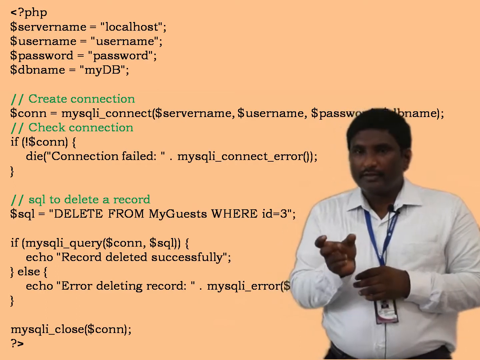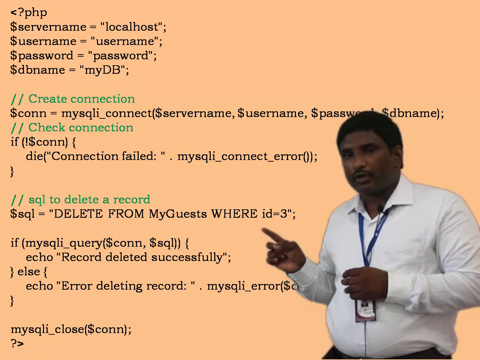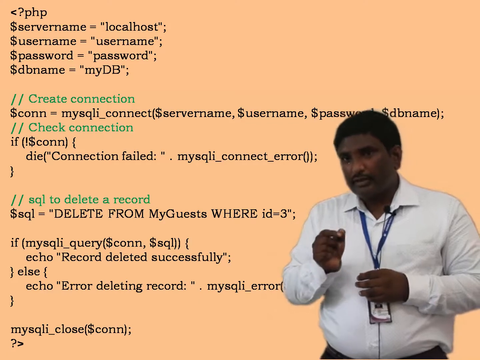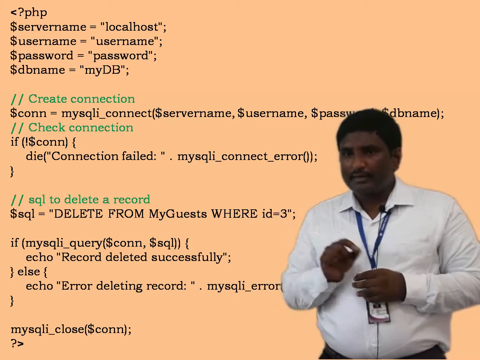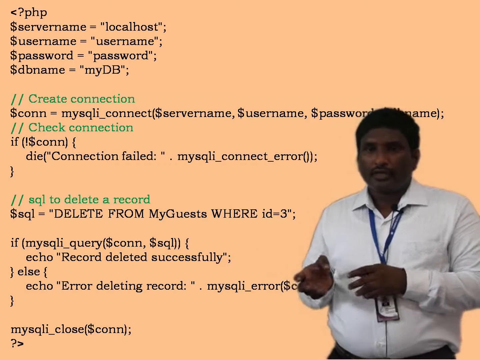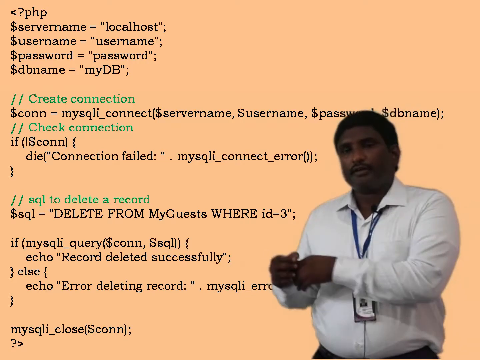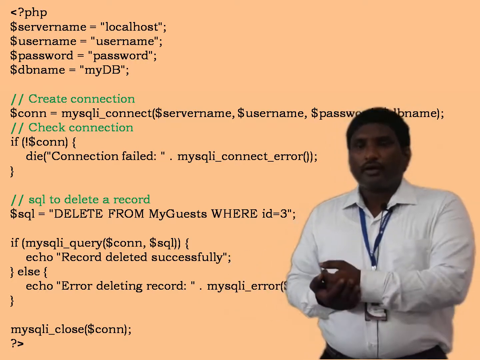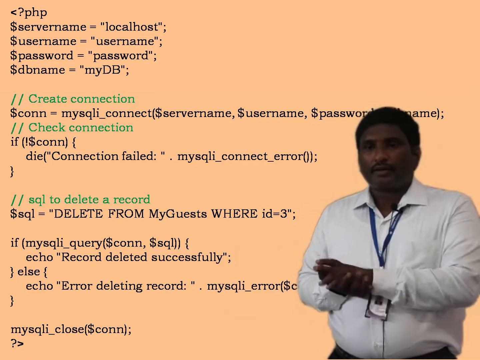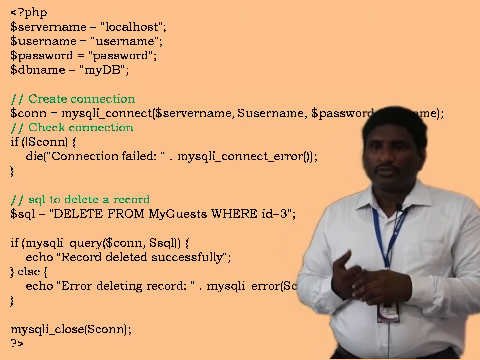Here we need to write the SQL query, that is delete from my guest where ID equal to 3. So wherever we have ID equal to 3, the corresponding row record will be deleted. That is my intention. So by passing this to mysqli_query, what is the meaning of delete? If it is deleted, it returns true. If it is not deleted, it returns false. So if it returns true, the output will be record deleted successfully. If it returns false, error deleting record, with whatever error is going to be displayed. After that, we need to close the connection.